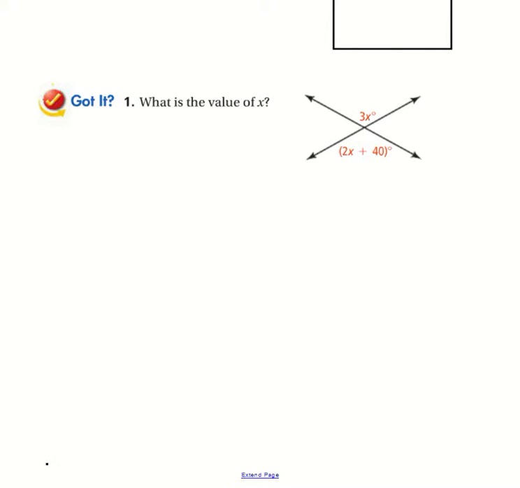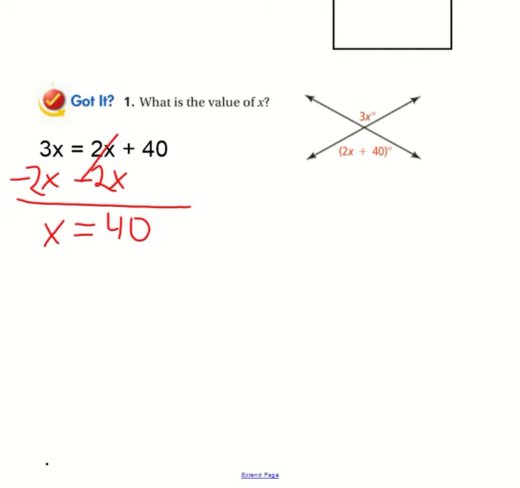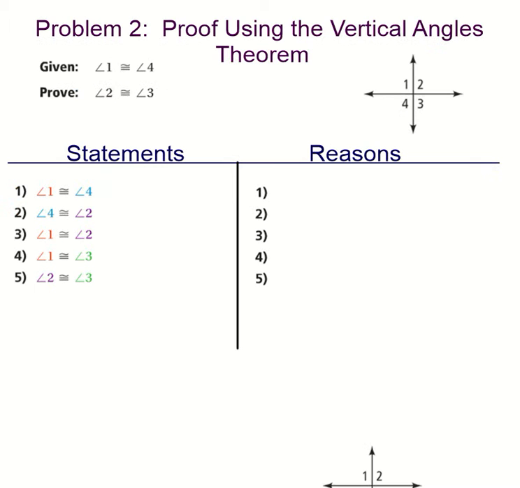So what I'm going to have you do now is use the vertical angles theorem once again to solve for x. So pause the video and do that now. And there you have it, x equals 40. It's pretty simple work for that one. So we're going to now do a proof using the vertical angles theorem.